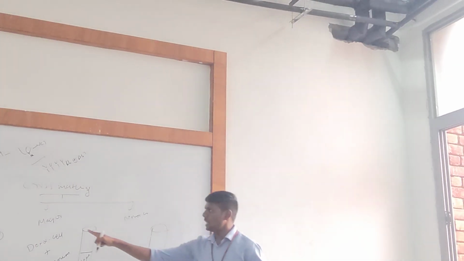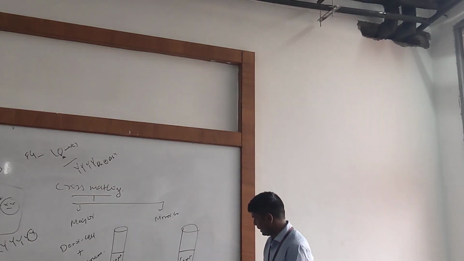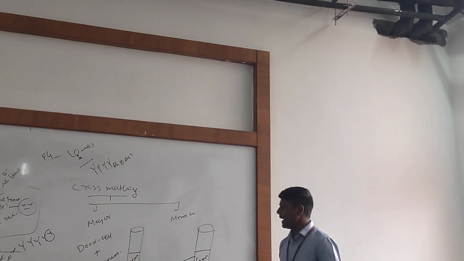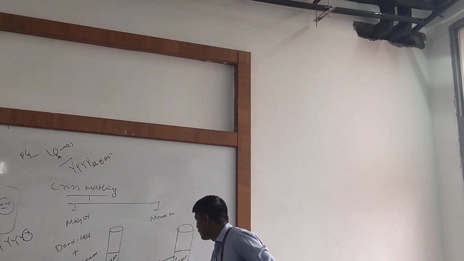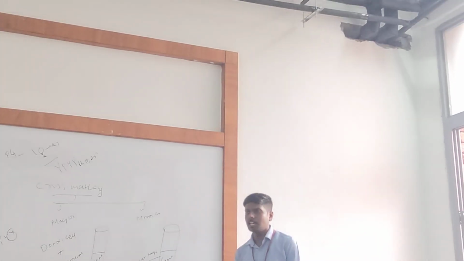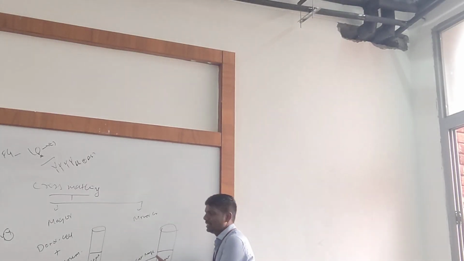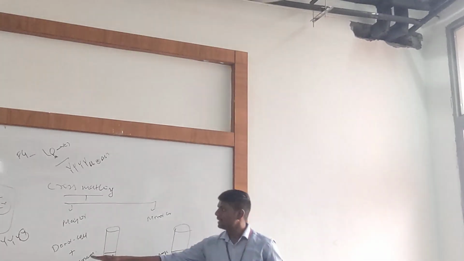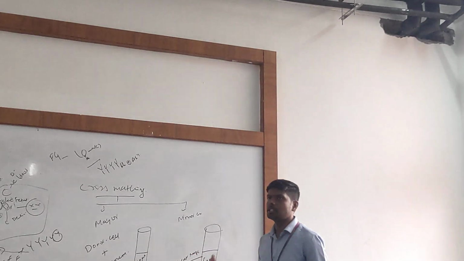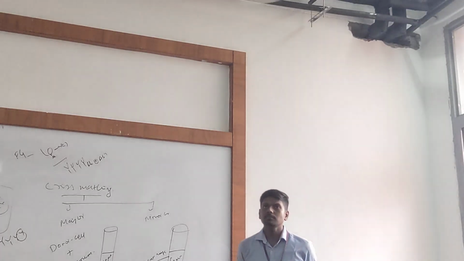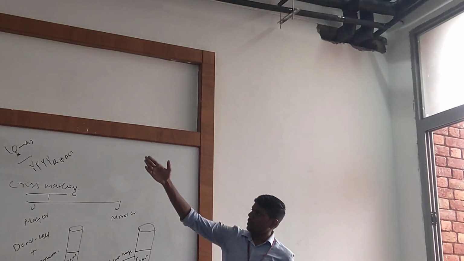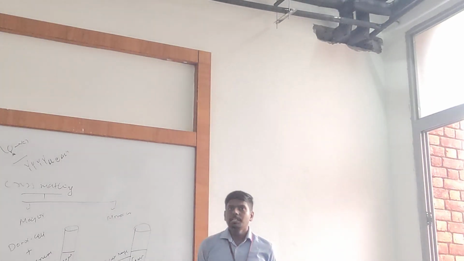In case of major cross matching, recipient serum is checked with donor cells. This is called as major cross matching. This is what we need. Am I correct? Recipient serum checked with donor red blood cells. Donor cells are mixed with recipient serum. This is called as major cross matching. This is very important. And now, based on our rule number 1, is it okay?